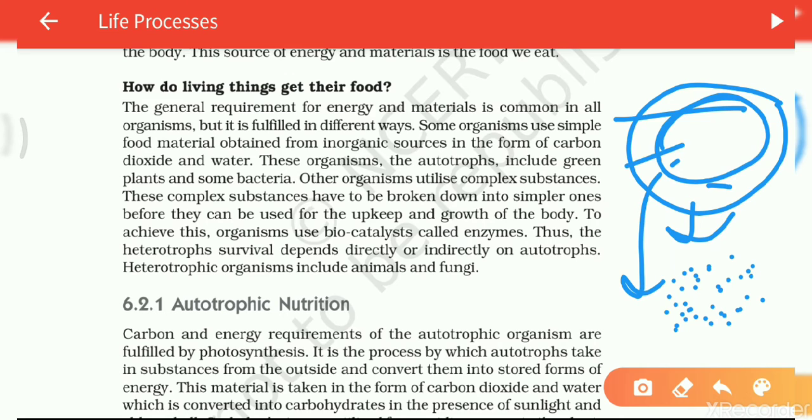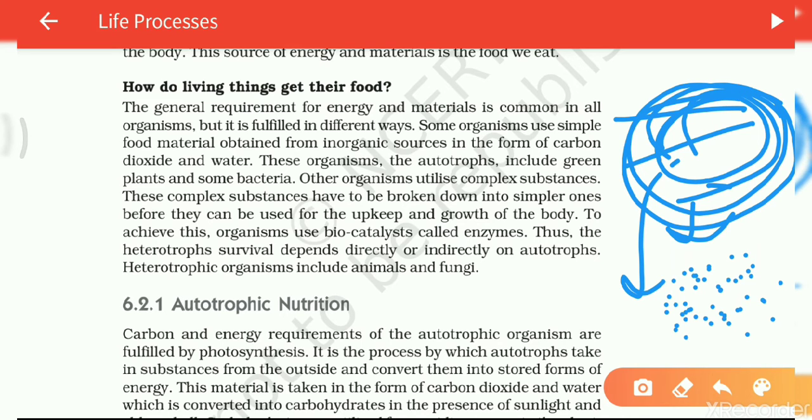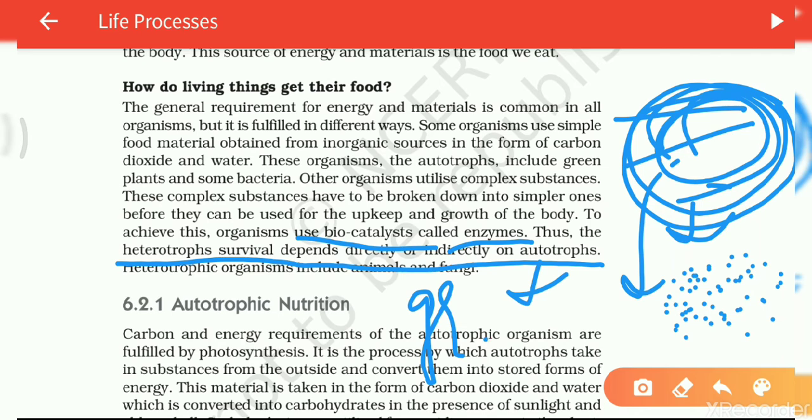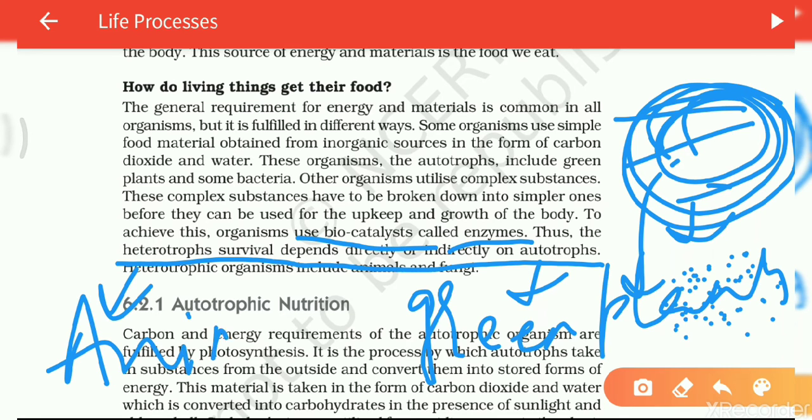This chapati is broken down with the help of saliva, and in the saliva some enzymes are present which help in the breakdown of this complex food into simpler ones. That is called an enzyme. In a simple way, if anyone asks what an enzyme is, it is a biocatalyst which helps in the breakdown of complex substances into simpler substances. Thus the heterotroph's survival depends directly or indirectly on autotrophs. Autotrophs are green plants, and heterotrophs are animals. Animals always depend upon green plants for their food.